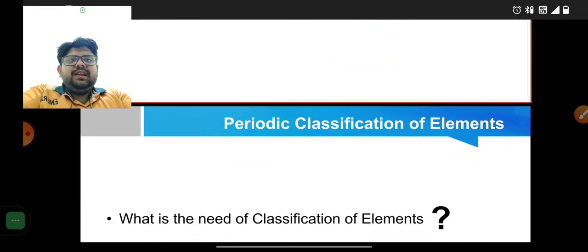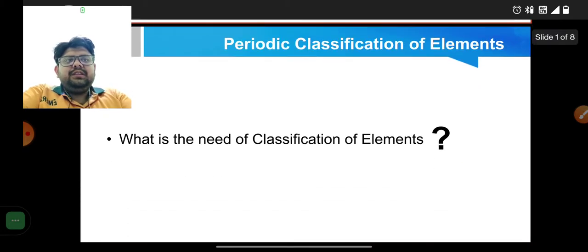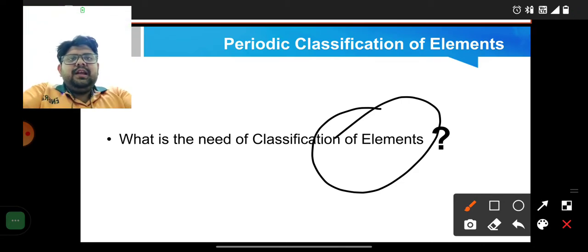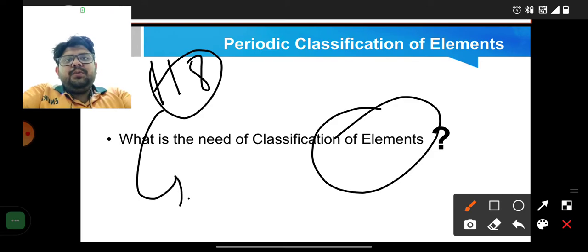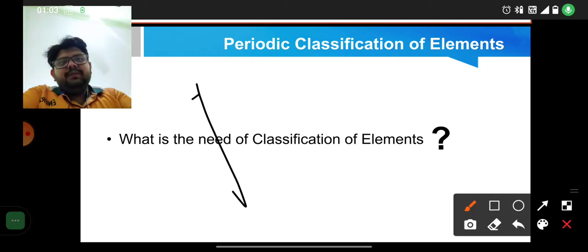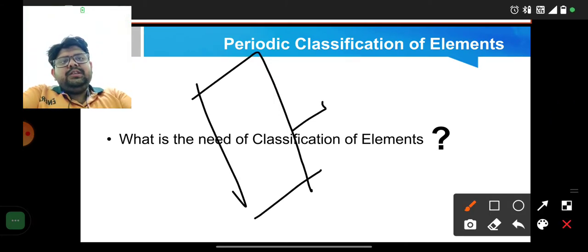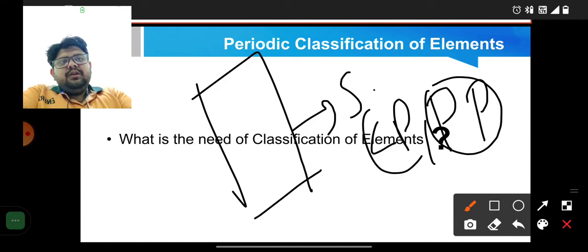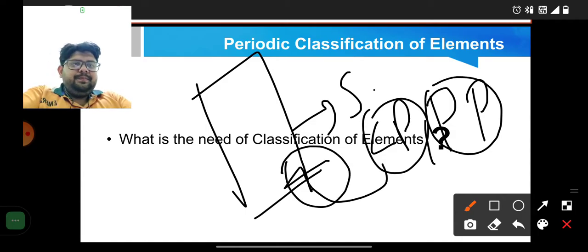Now the question arises: what is the need for the classification of elements? We know that there are 118 elements, and to memorize all the properties of these 118 elements is very difficult. So scientists made a table of elements based on similar chemical properties and physical properties, so that anyone can understand the properties of the different elements.